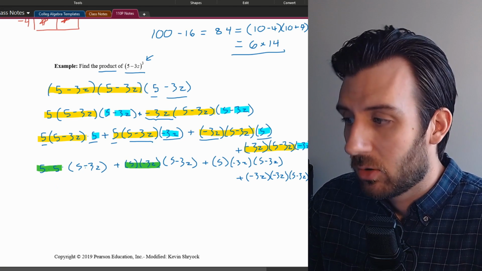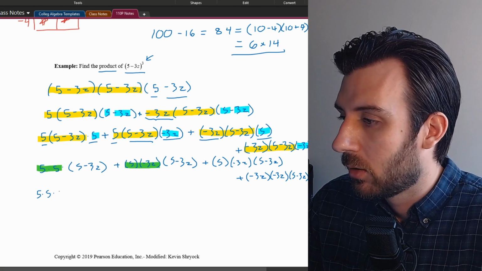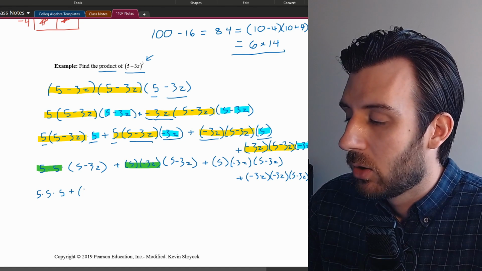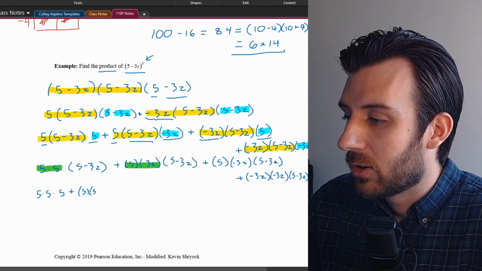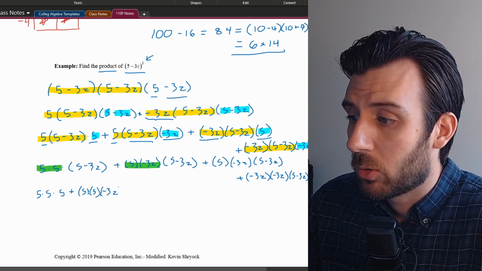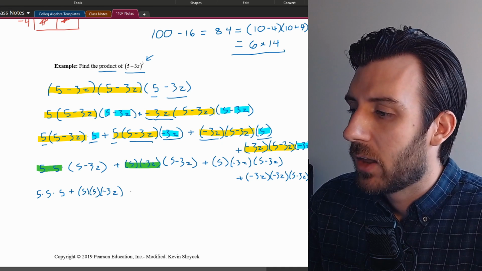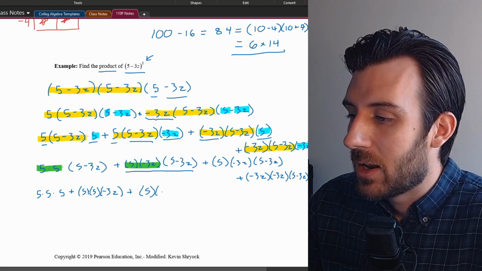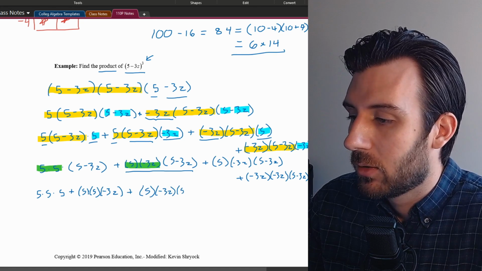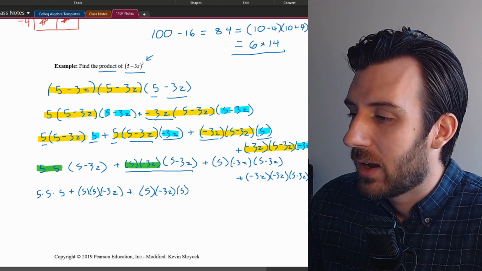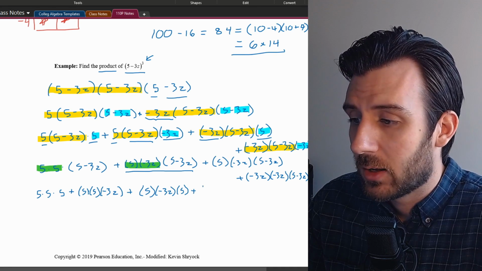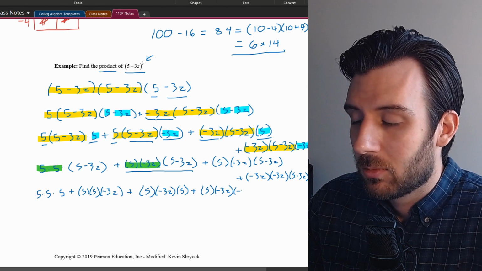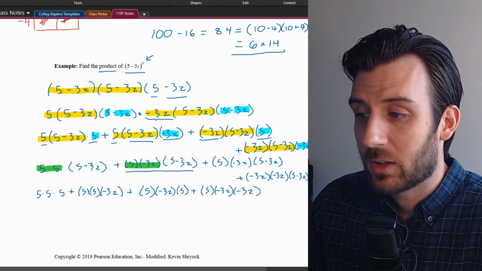5 times 5 times 5 would be the first term. Then I would have 5 times 5 times negative 3z as the second term. Again, your parentheses are going to be very, very helpful. Then I have this one that I'm working on. That'd be 5 times negative 3z times 5. And then I have 5 times negative 3z times negative 3z. Excellent. Okay, so we've gotten through the first two.